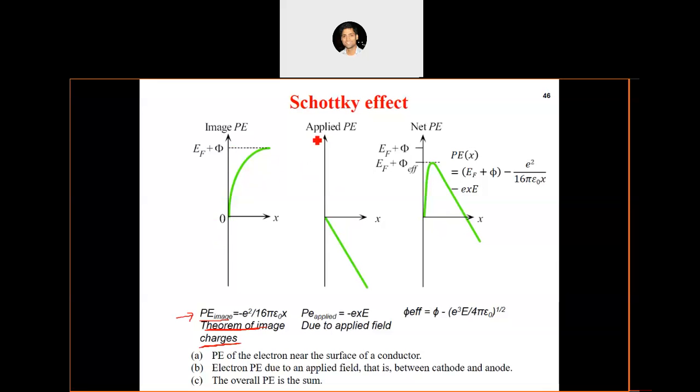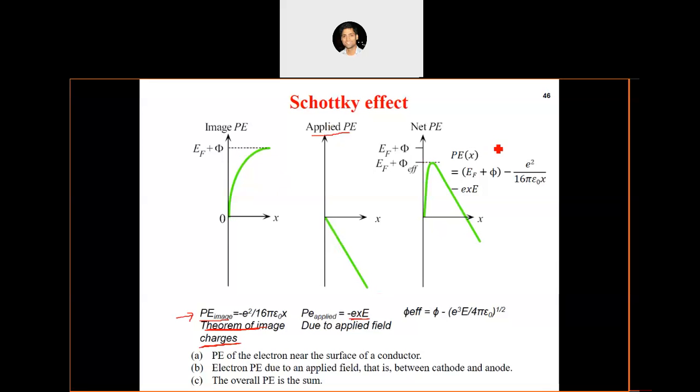And because of the applied electric field, there will be another potential energy of the electron, which will be e times E times x, where x is the distance from the surface. This potential energy will be negative, so this will be a linear curve.